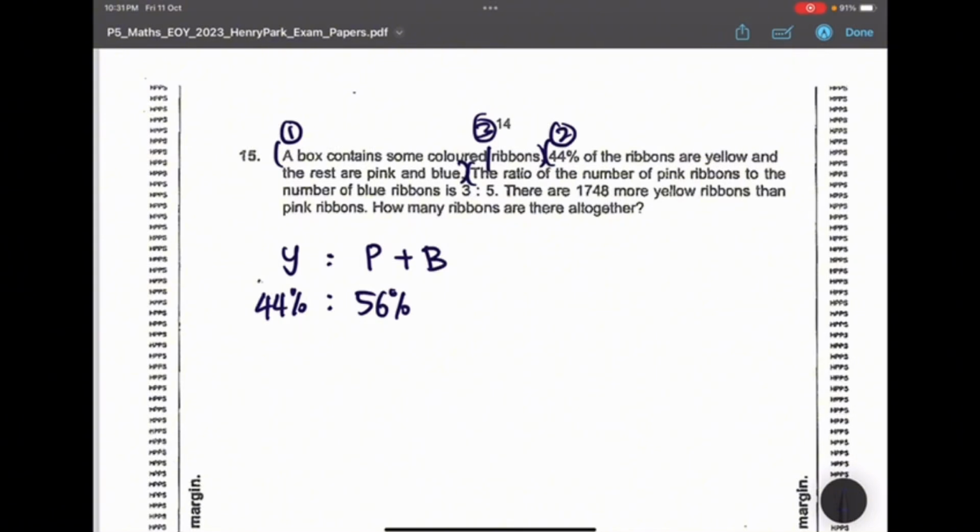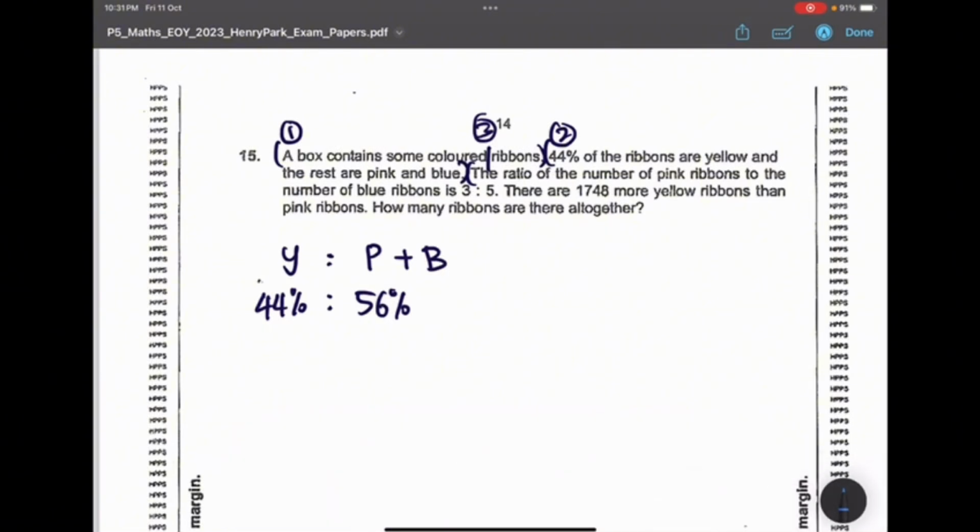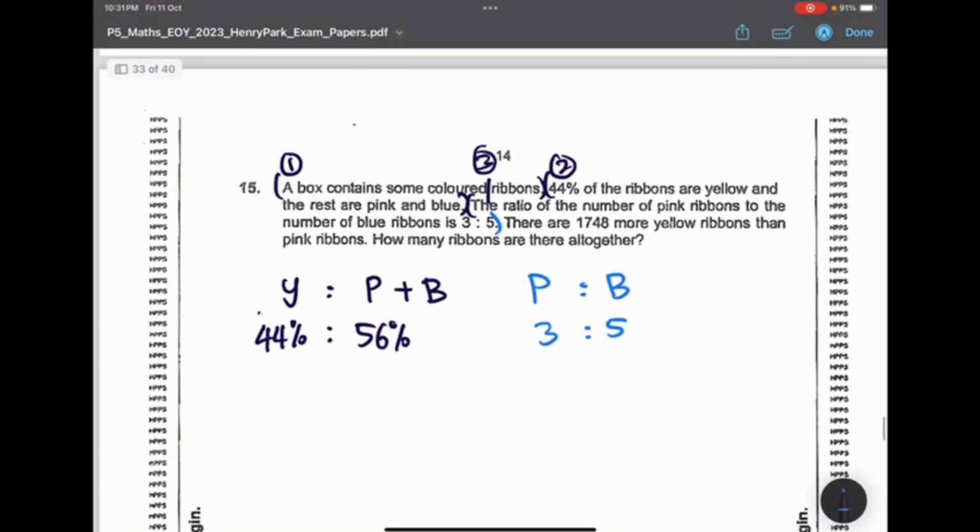Alright, let's move on to the next part of the question. Sentence number 3. The ratio of the number of pink ribbons to the number of blue ribbons is 3:5. Alright, changing the color, what I want to do is to write another set of ratio. Pink is to blue. We know now that it is 3:5. Now, there are 1,700. Now, looking at this, what I can see is that this is a repeated identity question.